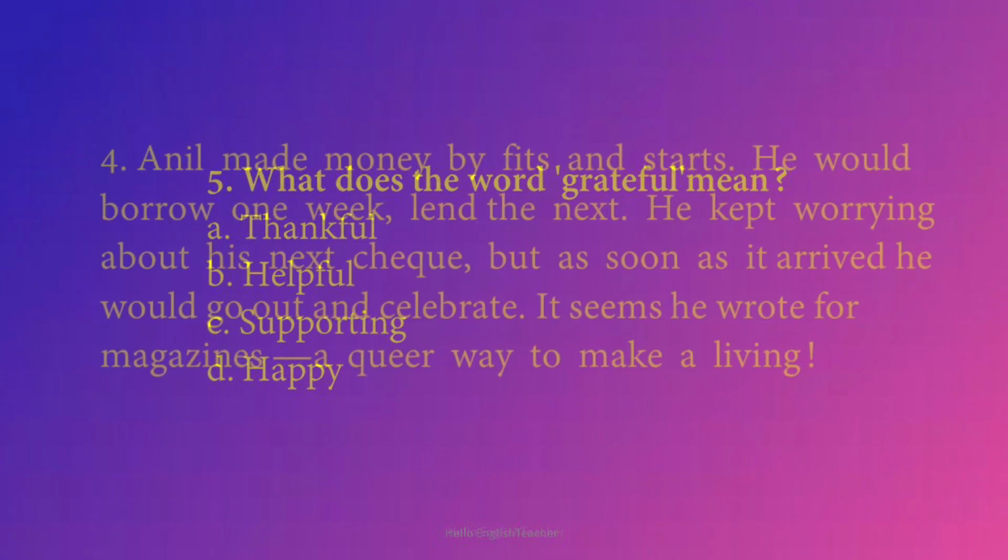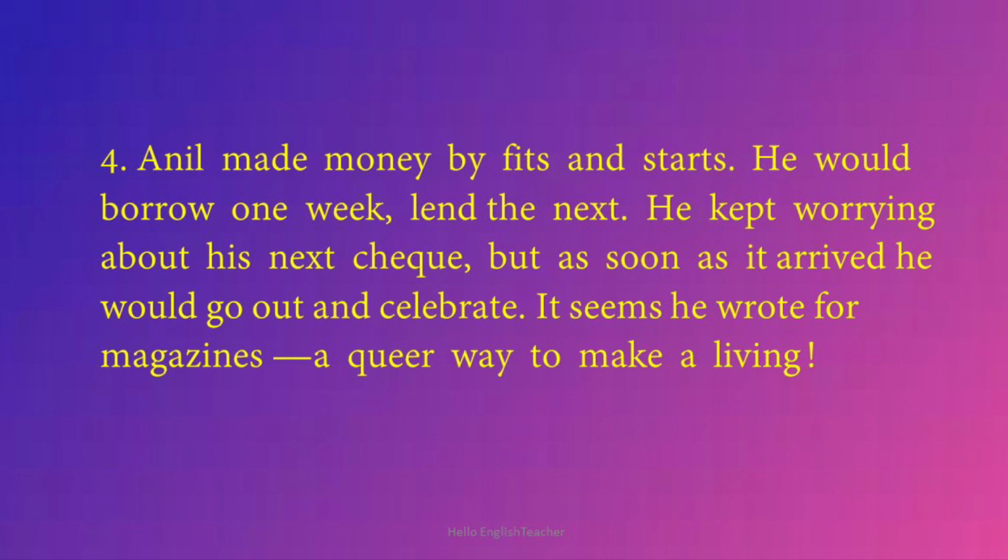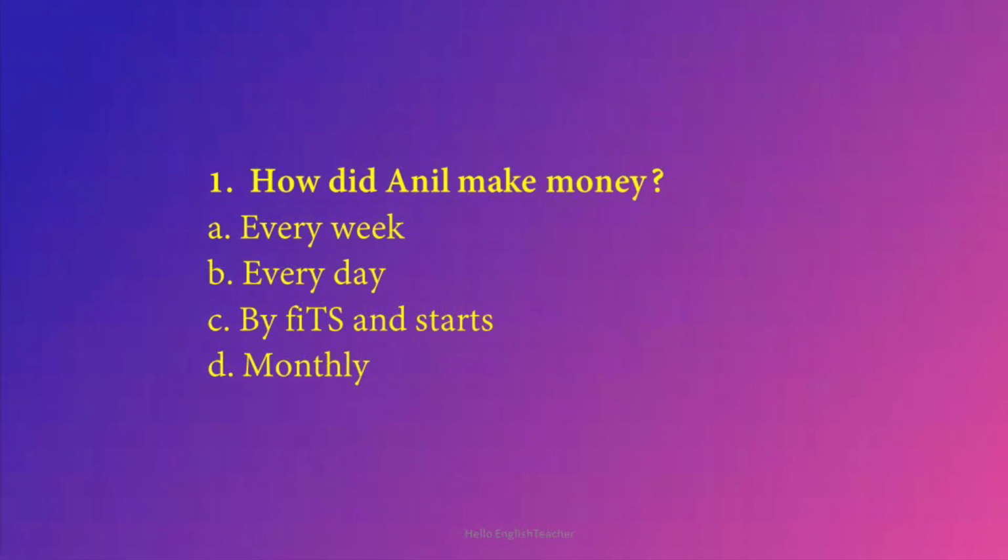So let's look at the next extract, extract number 4. Anil made money by fits and starts. He would borrow one week, lend the next week. He kept worrying about his next check, but as soon as it arrived, he would go out and celebrate. It means he wrote for magazines, a queer way to make a living. So question number 1, how did Anil make money? He made money every week, every day, by fits and starts, or monthly. So the answer is C, by fits and starts.